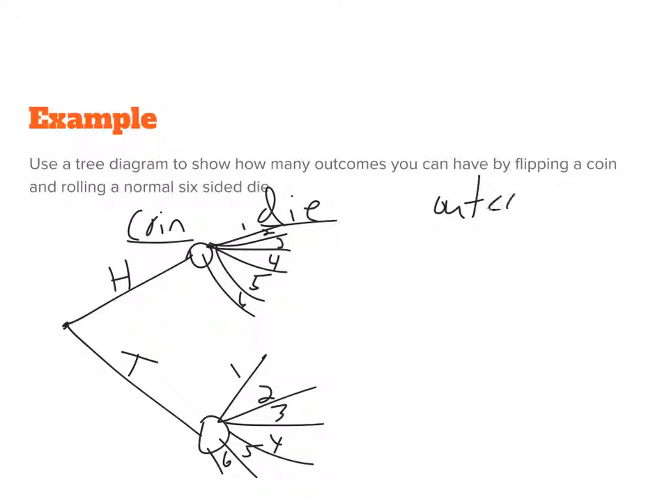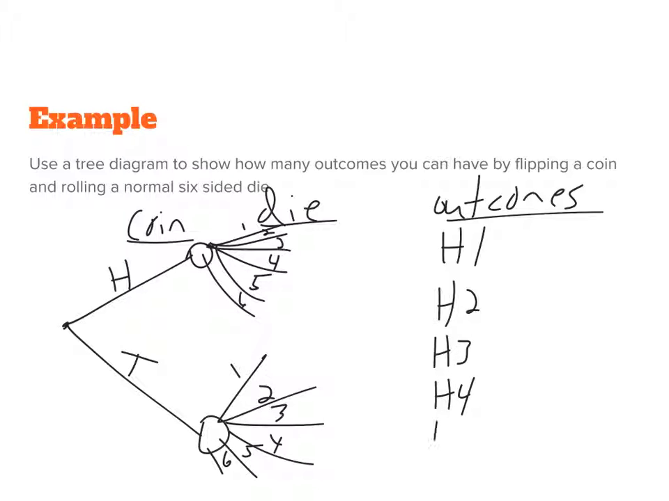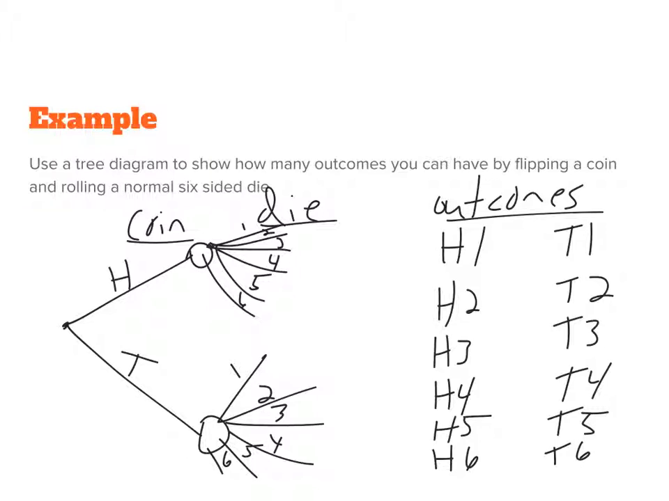So my different outcomes that I could have are heads 1, heads 2, heads 3, heads 4, heads 5, and heads 6. I could also have tails 1, tails 2, tails 3, tails 4, tails 5, and tails 6. So notice there are 12 outcomes here, and we could have gotten that by taking the number of choices for the coin times the number of choices for the die. But again, the tree diagram is just a picture representation to show how we get what we do when we use the fundamental counting principle.